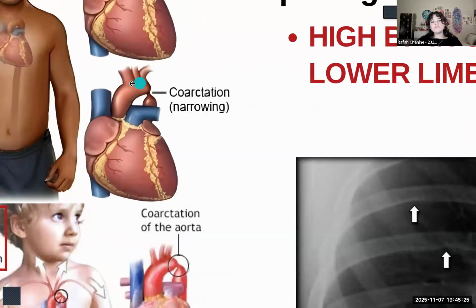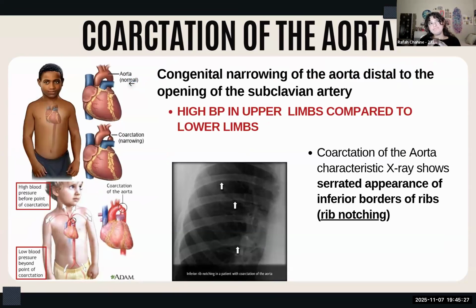Why? Because one of the main clinical findings of coarctation of the aorta is the fact that these patients are going to have higher blood pressure in the upper limbs compared to the lower limbs. Now, why is that? Because we know that these branches, the brachiocephalic trunk, which eventually gives the right common carotid and the subclavian, and then we have the left common carotid and left subclavian, all of these branches, what do they do? They supply the upper limbs, the head and the neck with blood, okay? But we have the coarctation after them.